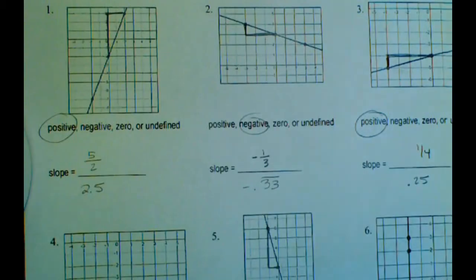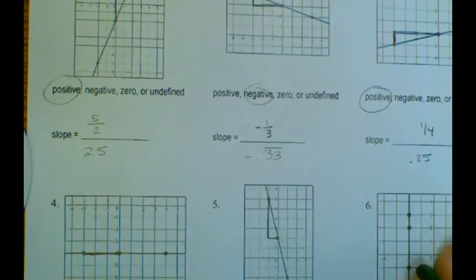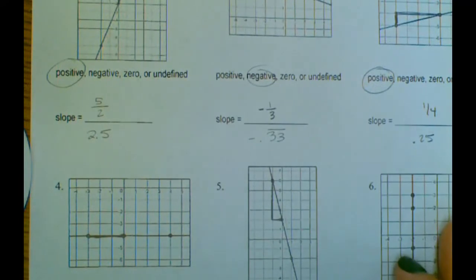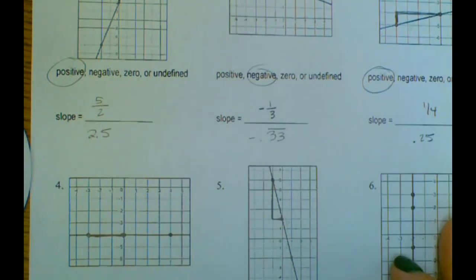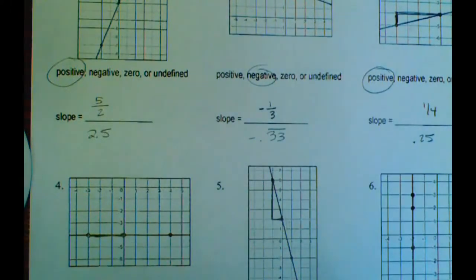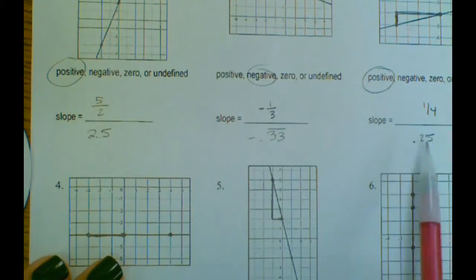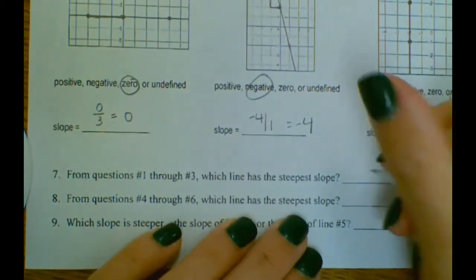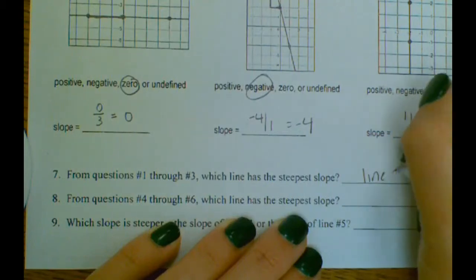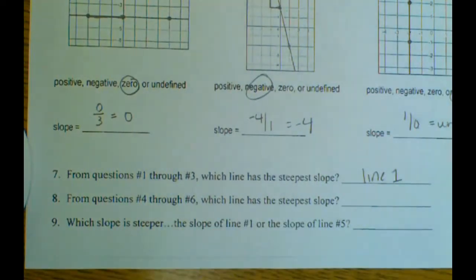So we've learned that it doesn't matter if slope is negative or positive. The steepness is only about the absolute value, or basically the positive version of your number. So 2.5 is the biggest number out of these. So the slope for line 1 would have the steepest slope.